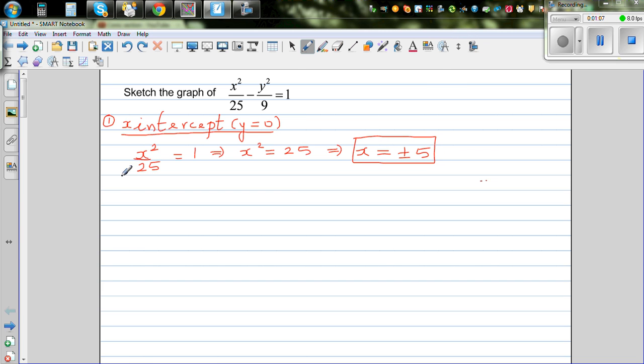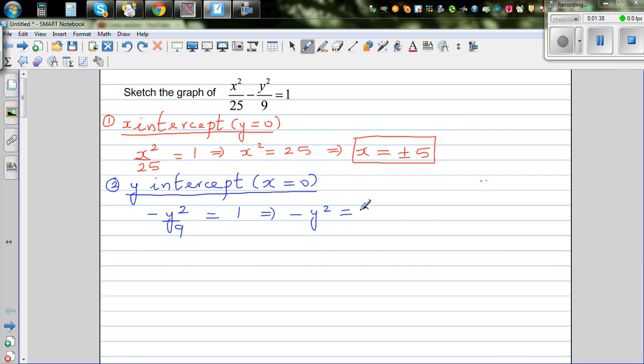Okay, so let's find the y-intercept. Let me change color. Your y-intercept is when x is equal to 0. So if you put x equal to 0, this will become 0. So minus y squared over 9 is equal to 1, which implies minus y squared is equal to plus 9, which implies y squared is equal to negative 9.